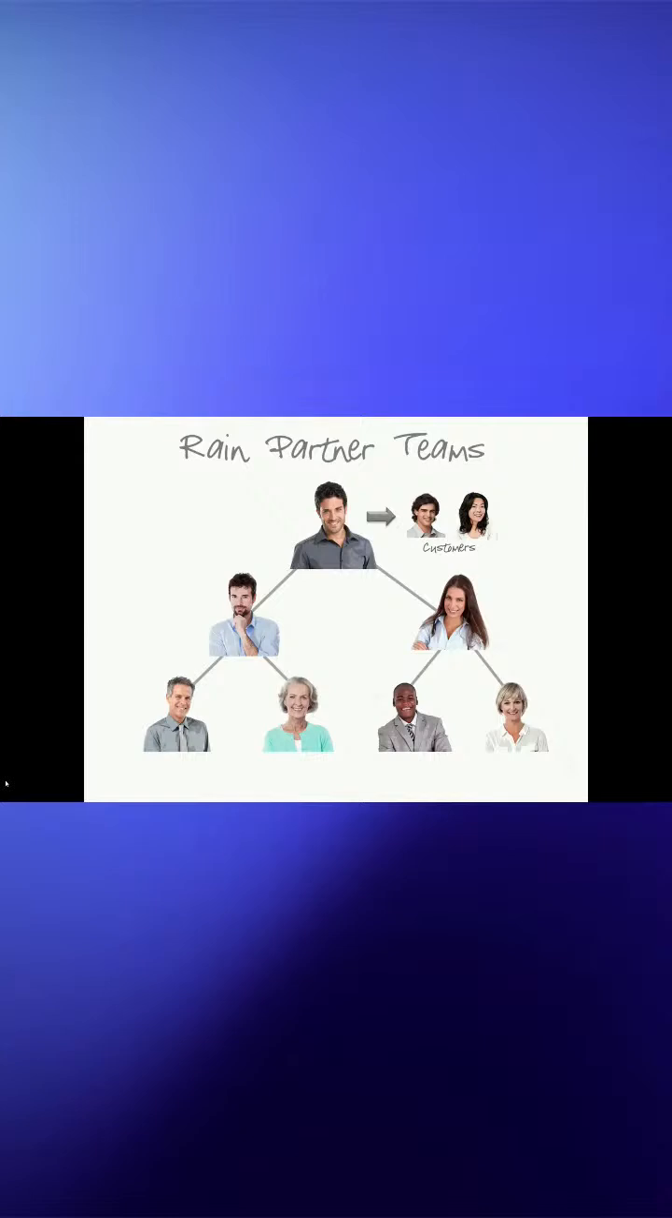That's a RAIN partner team, and every month that generates $50 in commissionable volume that you can spend on either an order for yourself or on your auto ship, on samples. You can spend it however you want it.